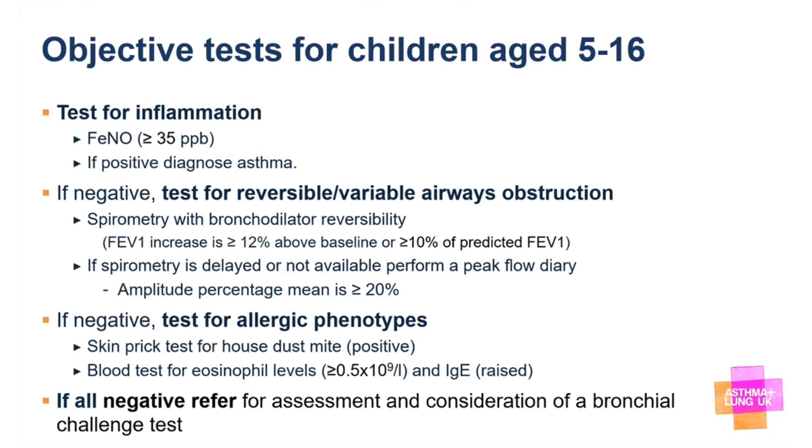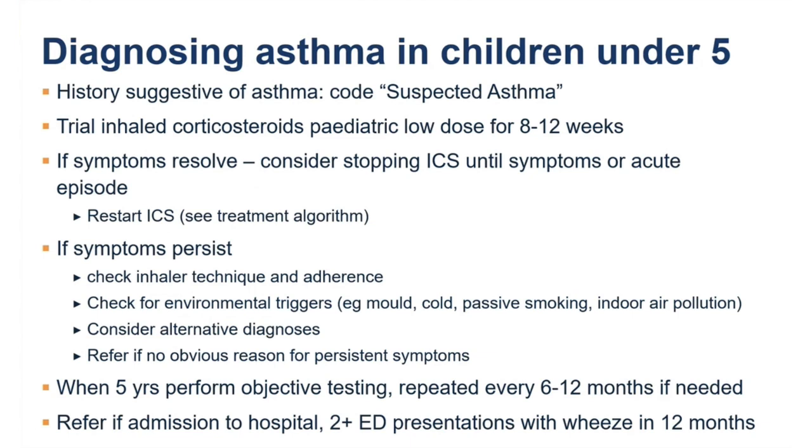If we're thinking that somebody's got asthma and all these tests are either not available or they've ended up negative, then we should again be referring to secondary care, where they'll reassess them and go through whatever tests they've got available, and that might include bronchial challenge testing. In all age groups, even in under 5s, we should be read coding as suspected asthma. Again, that gives us a chance to follow them up, especially in under 5s who usually can't do the test that we're wanting to do.